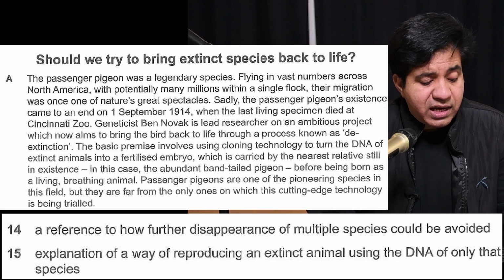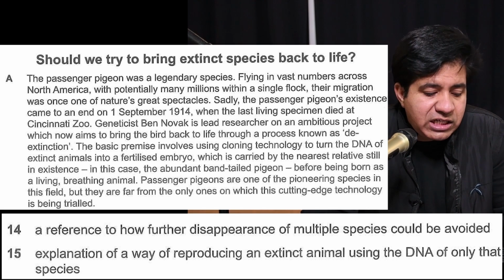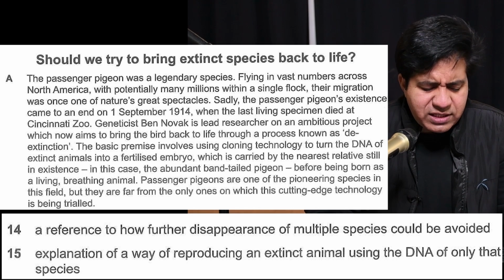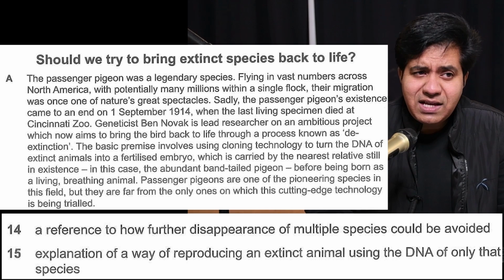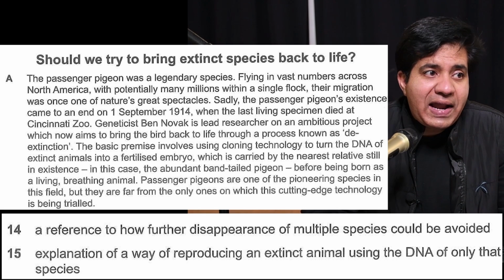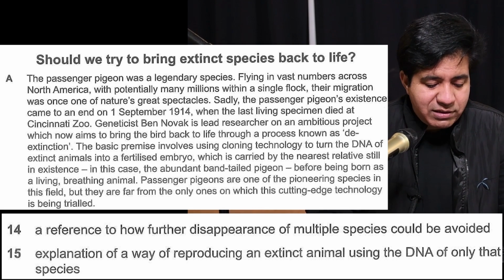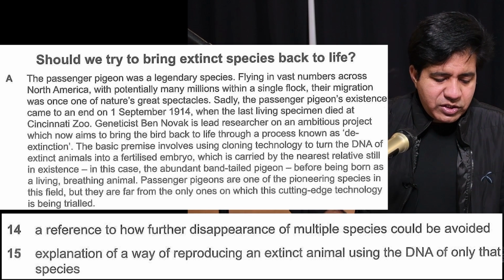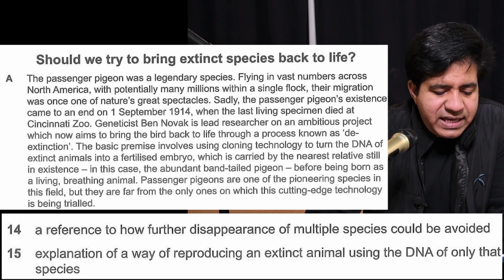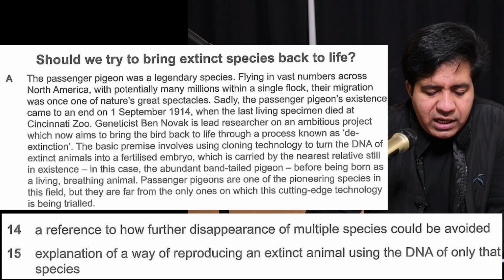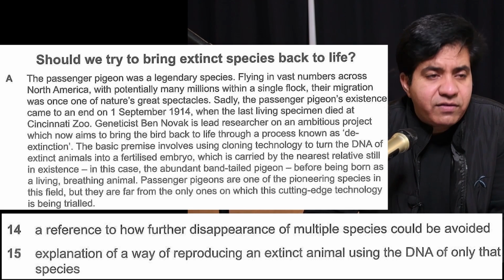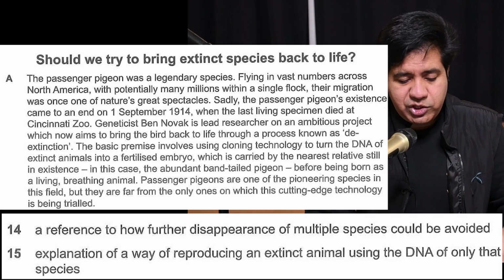Sadly, the passenger pigeon's existence came to an end on 1st September 1914. Okay, and then they say the last living specimen died at Cincinnati Zoo. It's Kentucky. What do you call an American state? Kentucky. Yeah, something like that. Zoo. And then they say geneticist Ben Novick. Now underline Ben Novick. Rather encircle Ben Novick, because we've got to solve some questions there. Okay. So, let's go back. And we've got the last things as well. Please, fifth last line. Basic premise involves using cloning technology to turn the DNA of extinct animals into a fertilized embryo, which is carried by the nearest relative. They talk about DNA and all that. Is that clear?